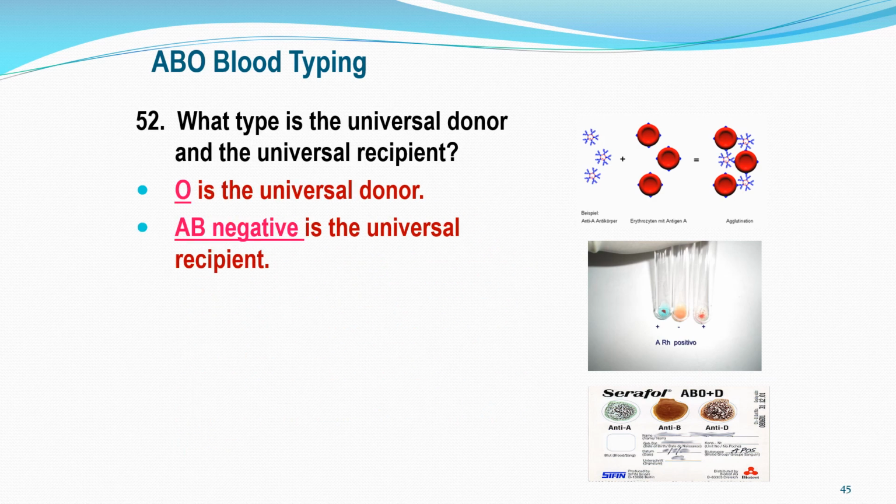So what type is the universal donor and universal recipient? O is the universal donor and AB negative is the universal recipient.